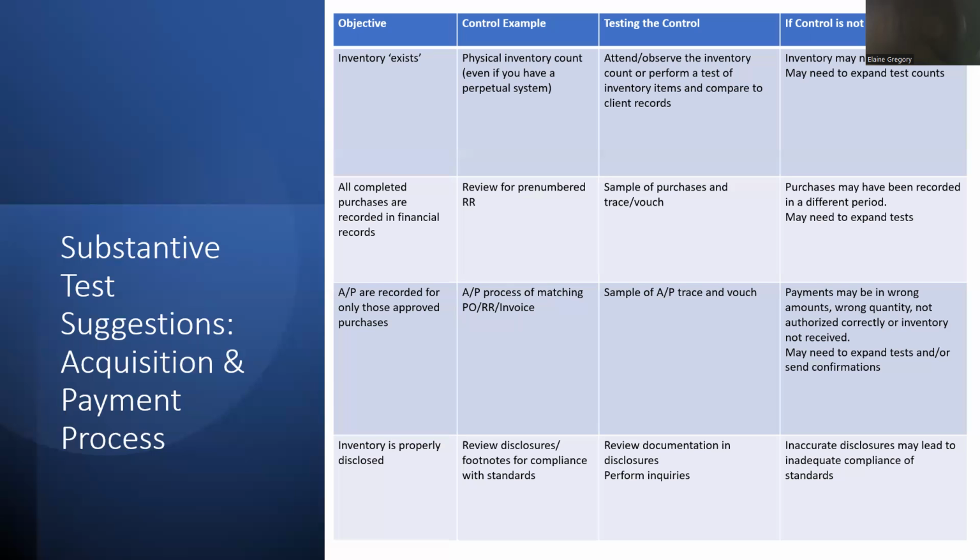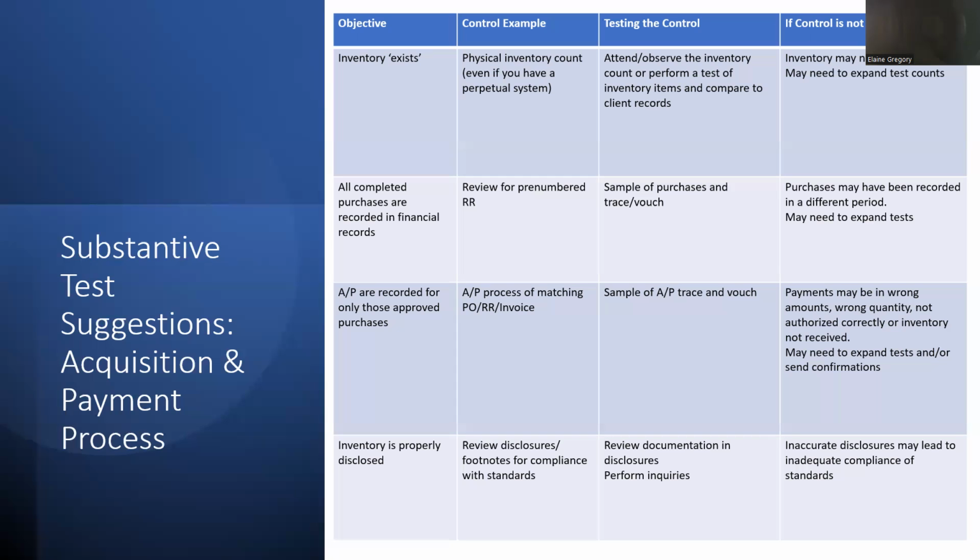You probably want to make sure that if the company has proper receiving reports, that they're pre-numbered and you don't have any that are out of sequence unless they have been properly voided, and you can find those voids. You'll definitely do sampling of the accounts payable documents and trace and vouch that information. And you're going to finally review the documentation in the disclosures and perform some inquiries. So if these controls or these substantive tests for the controls aren't working, inventory may not be in existence. It may be phantom inventory, beefing up that asset when that asset doesn't exist.